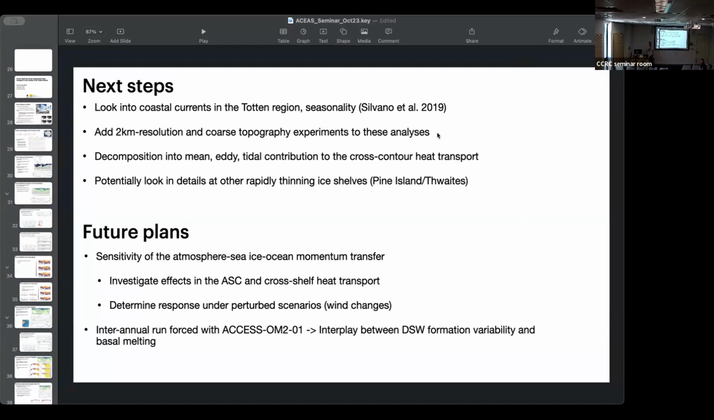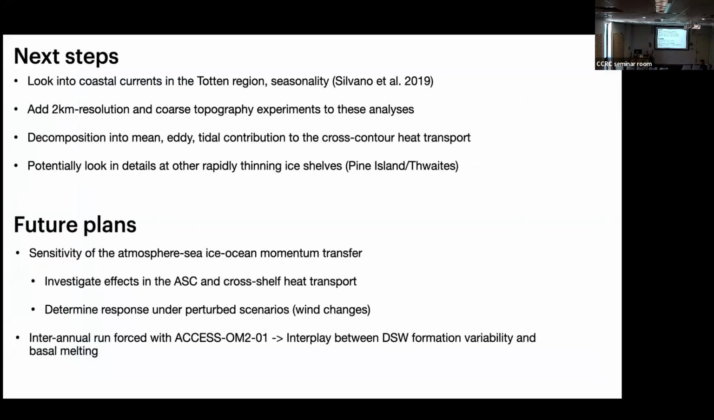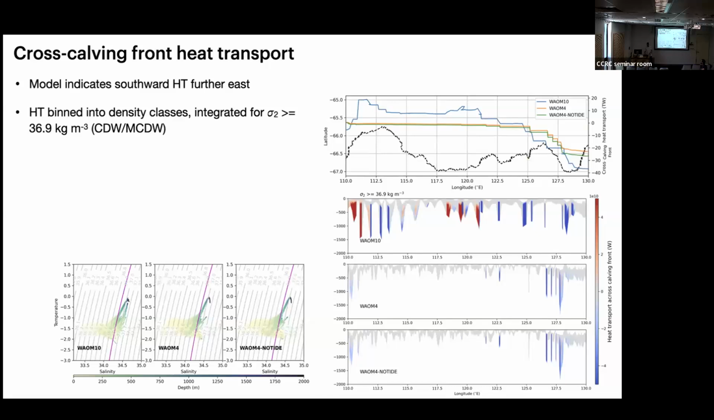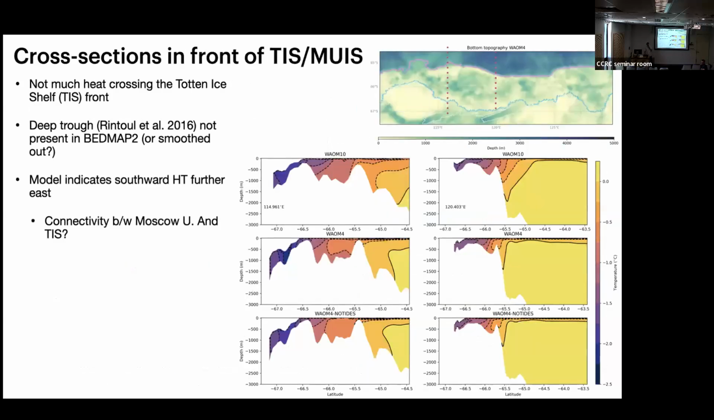I had a question about your cross-carving transport. Do you find that it's more baroclinic? Does stratification affect it? I guess you would expect that, because the ice front could block any barotropy. But when you showed the higher resolution model with increased EKE, it doesn't actually result in increased cross-carving front transport.